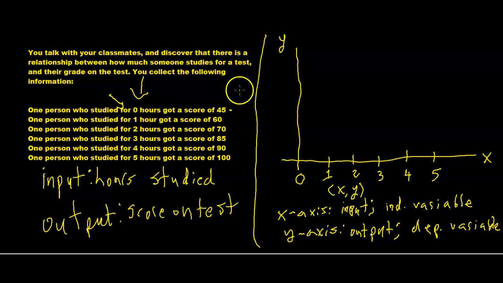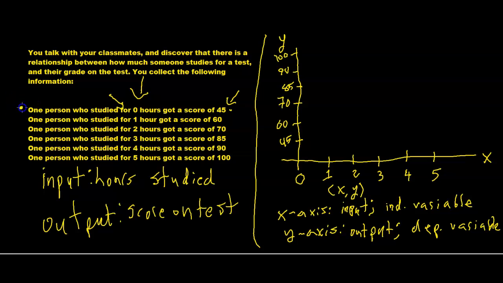So what were the values of our dependent variable? There was one score of 45, there was a score of 60, there was a score of 70, there was a score of 85, there was a score of 90, right? And finally, there was the perfect score of 100. Okay, so now we have our independent and our dependent variables plotted. So let's graph our data points now.